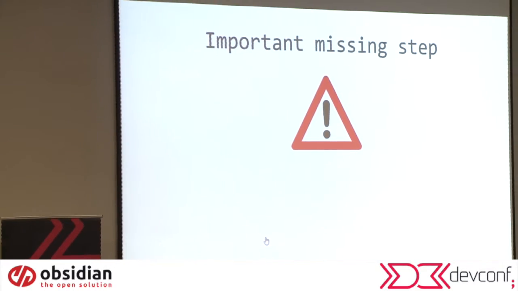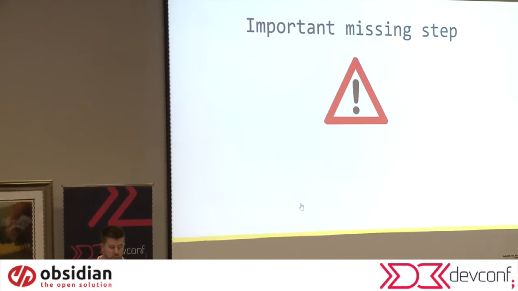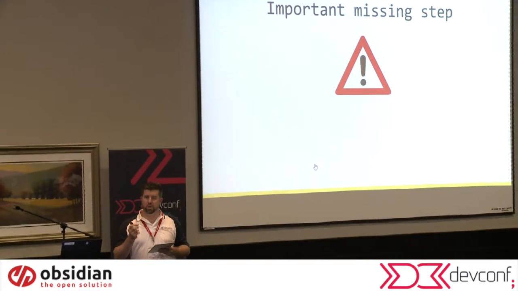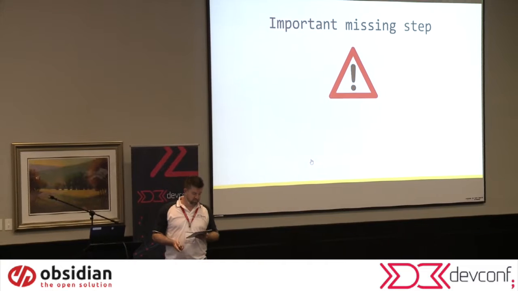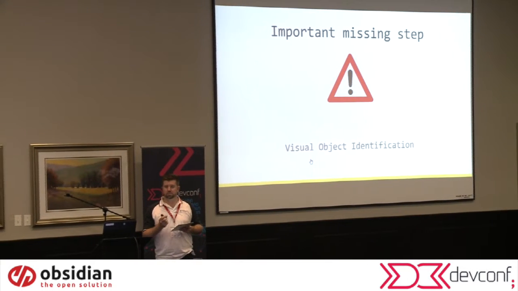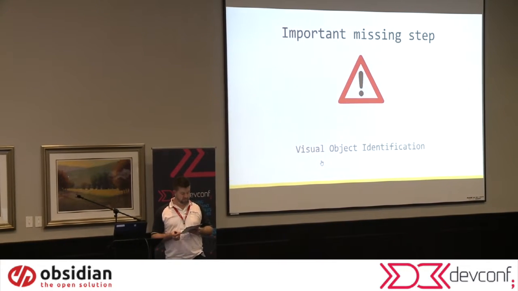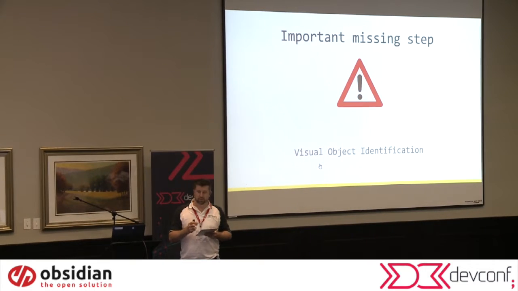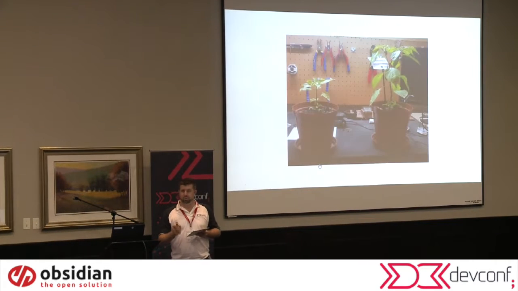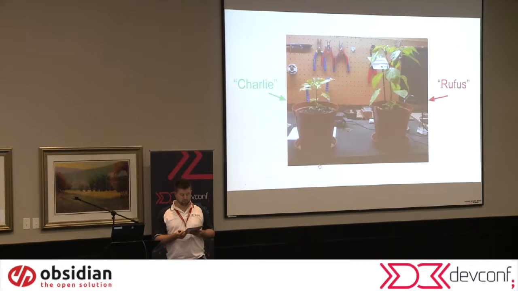Now that we can find objects, and we even know what class they are, there's one important missing step. Visual object identification. Not only do I want to know that these are 2 plants, I want to know which plants. I want to identify them. I want to know their names. Let's call them Charlie and Rufus.